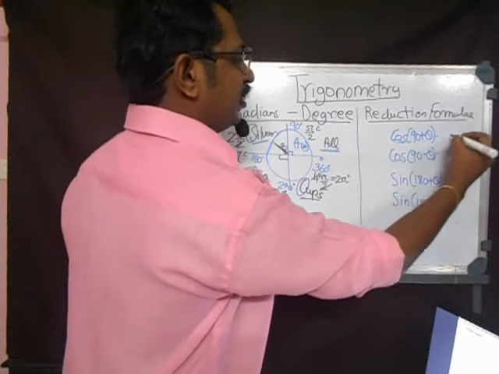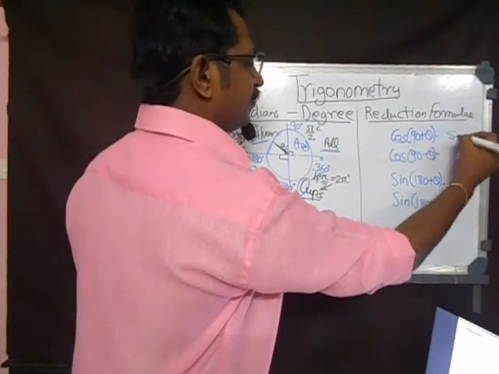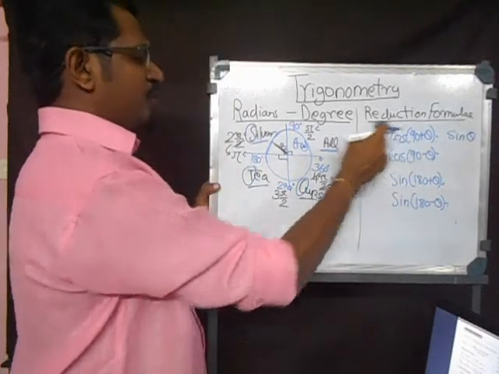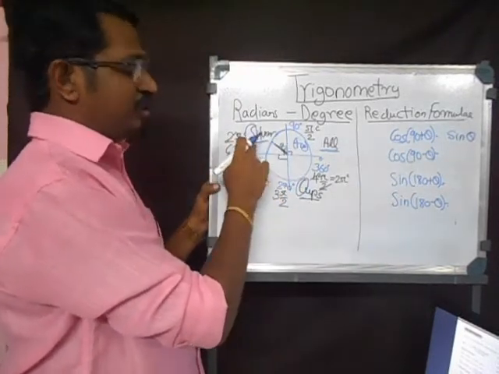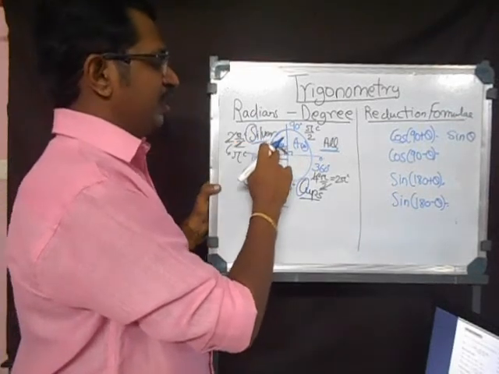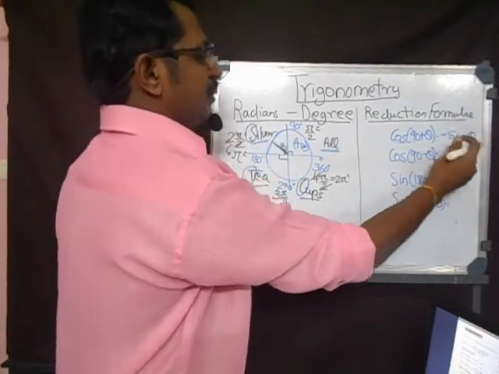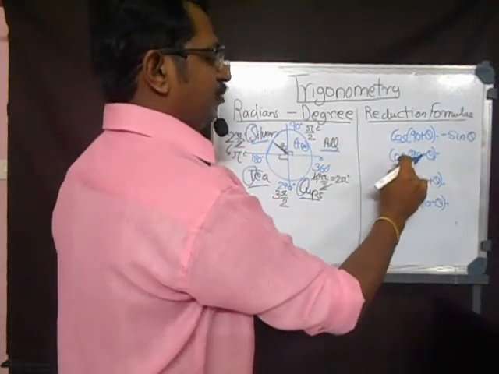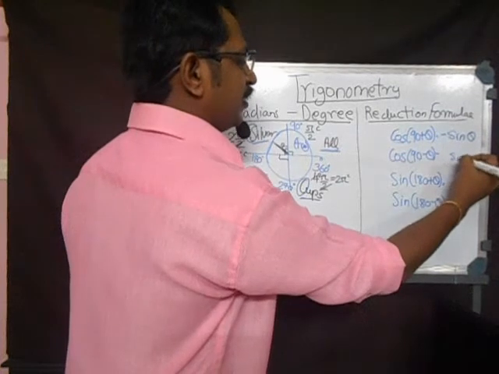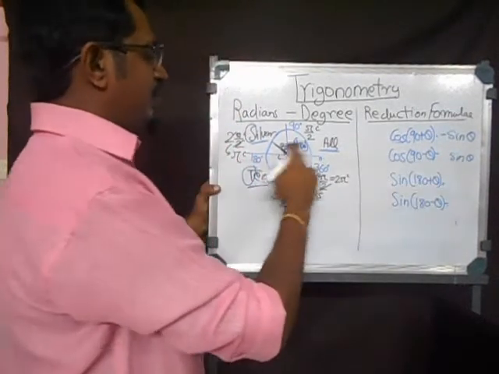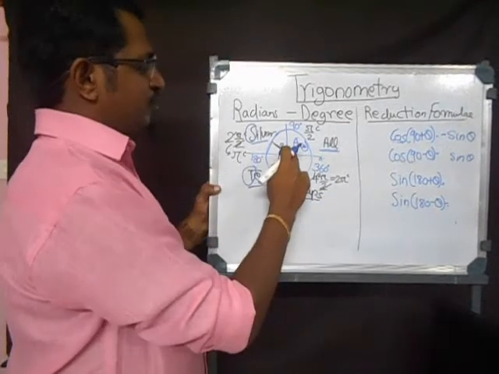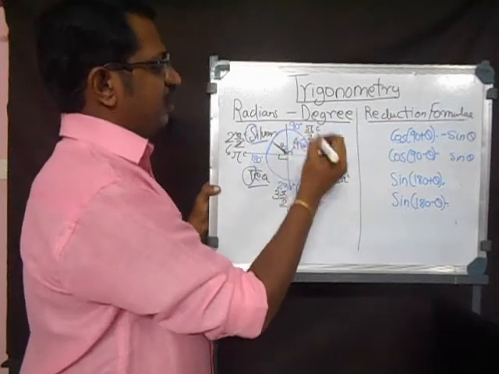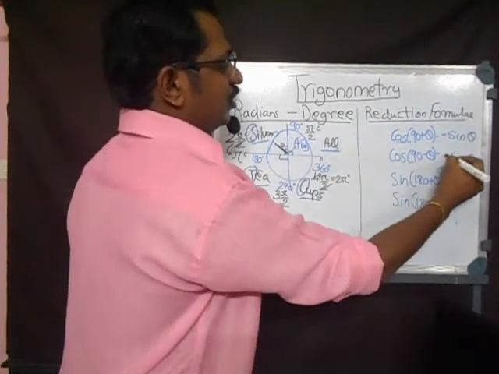Cos will turn to sine theta, but now you have to check the sign of cos here. In the second quadrant only sine is positive, the rest everything is negative, so it will be minus sine theta. Same way, for cos 90 minus theta, cos will turn to sine theta. Now you have to check the sign. The angle is less than 90, somewhere here, everything is positive, so it is plus sine theta.